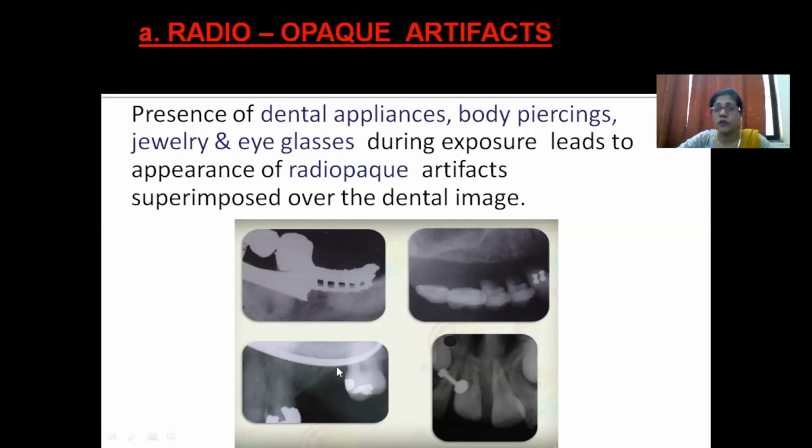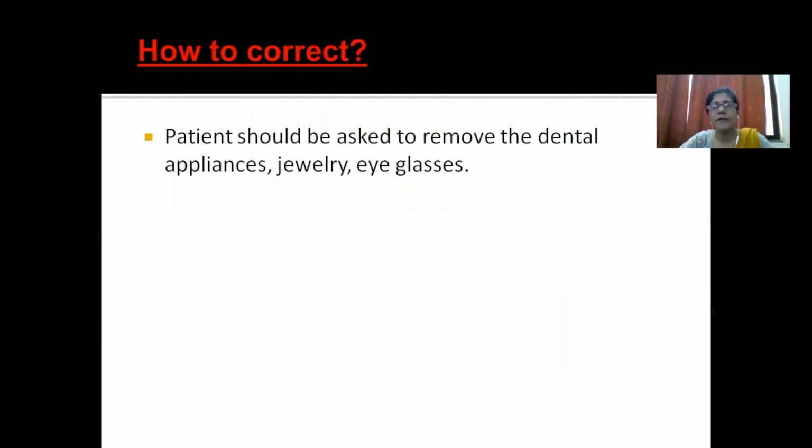And so it is very important that we know whether these are part of the prosthesis, and why this error has occurred. Now, how to correct? The patient should be asked to remove the dental appliances, jewelry and eyeglasses. Again, which appliances are to be removed and which should not be should be considered first.